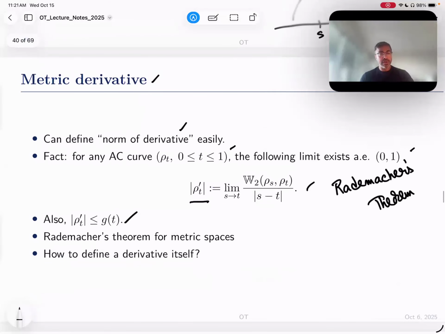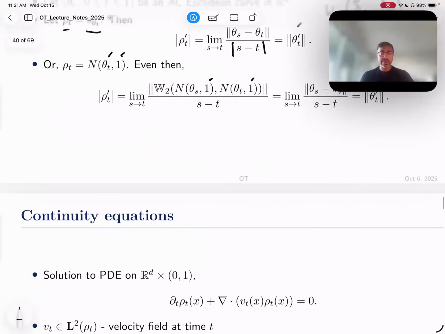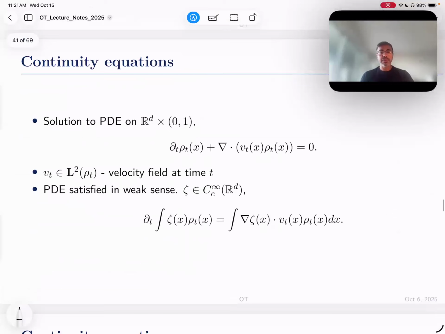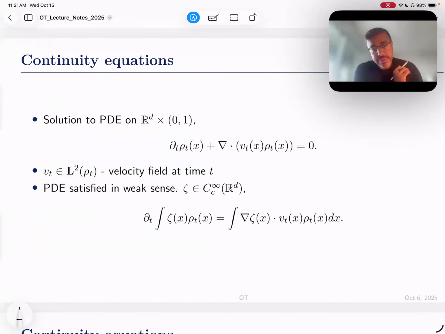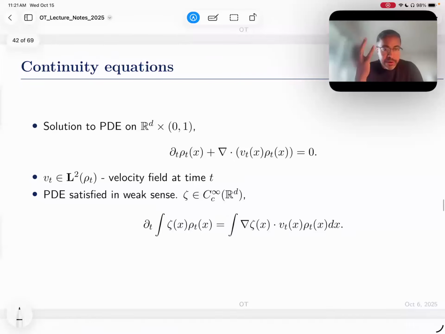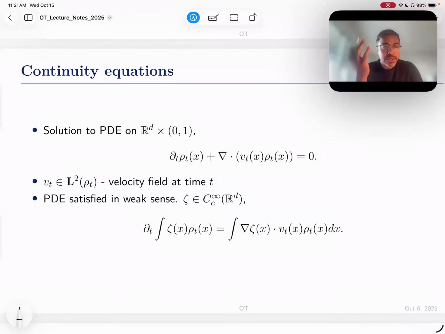I can't quite define what the derivative of the curve is, but I can define what the metric derivative is. But how do I know that a given curve is actually absolutely continuous? If I have to compute the W2 distance between any two pairs, rho s and rho t, this seems like a very difficult task, because computing Wasserstein 2 distances is not easy. Fortunately, there's a wonderful way of characterizing these absolutely continuous curves, and that is through PDEs. So let's see this family of partial differential equations called continuity equations.